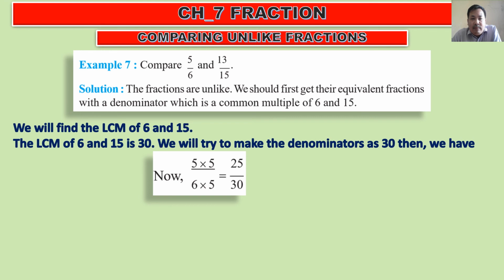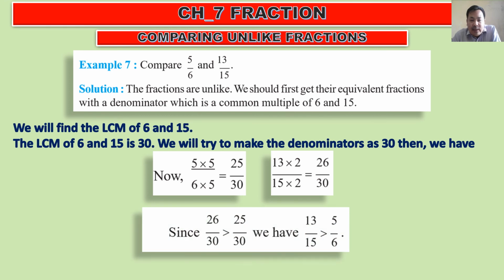Next, 13 by 15. Let us see how this fraction is to be converted. If we multiply 15 by 2 we get 30, isn't it? Likewise this 2 must also be multiplied with the numerator 13. When we multiply the numerator we get 26, and the denominator we already get as 30. Understand?